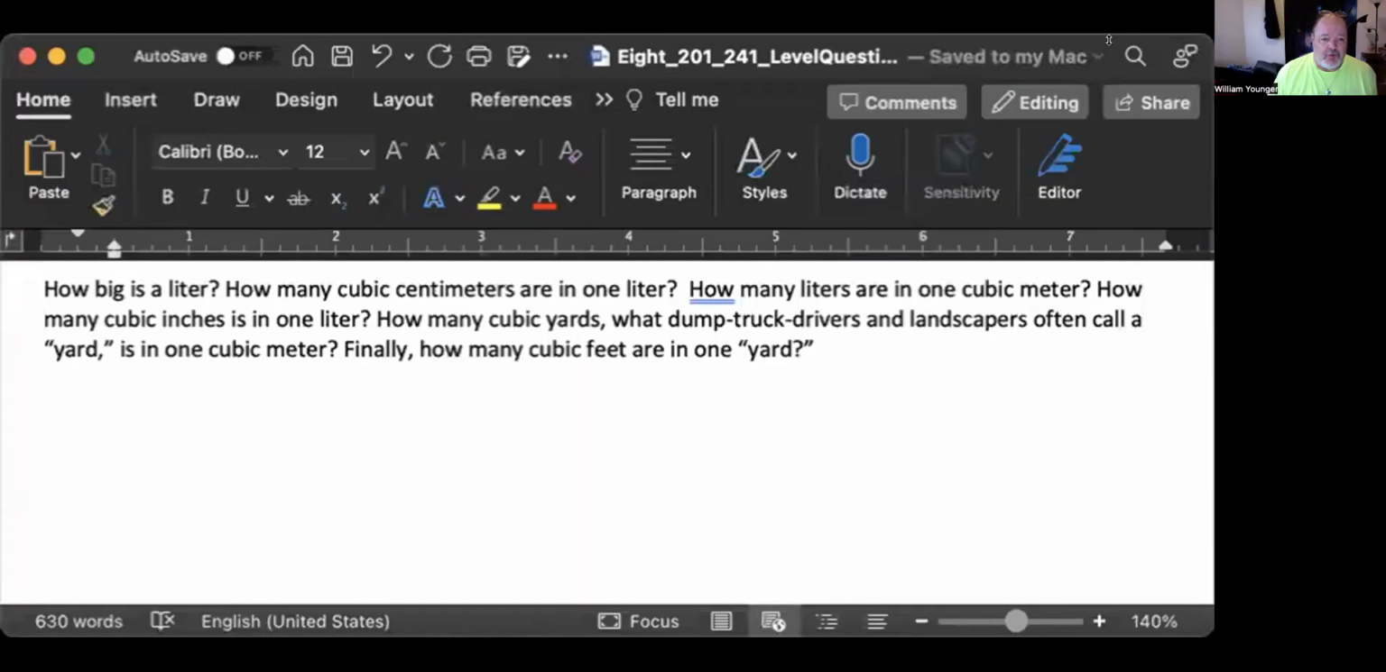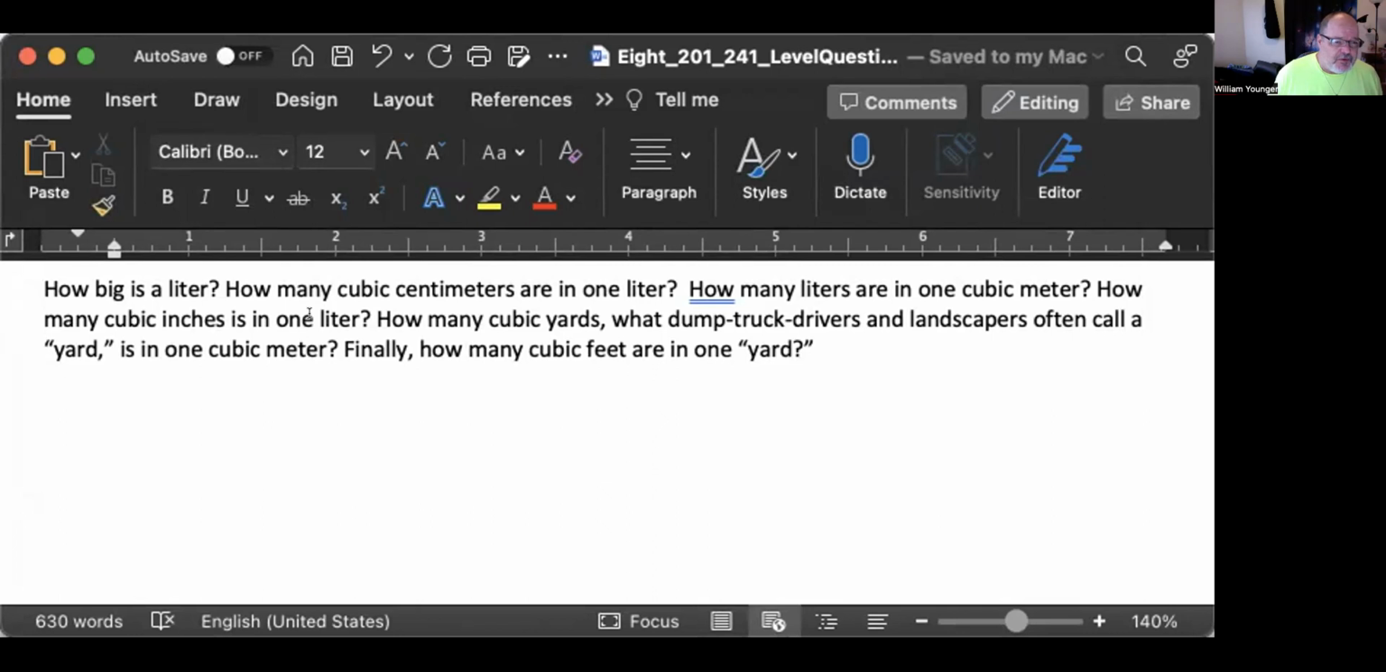The question I'm doing is obviously multiple parts, but it is: how big is a liter? How many cubic centimeters are in 1 liter? I want to say how big is a liter, I'm asking you for the definition. So I'm going to actually give you the definition of what a liter is, and I'll even give you some physical representation of the size so you'll have some sense of how big it is.